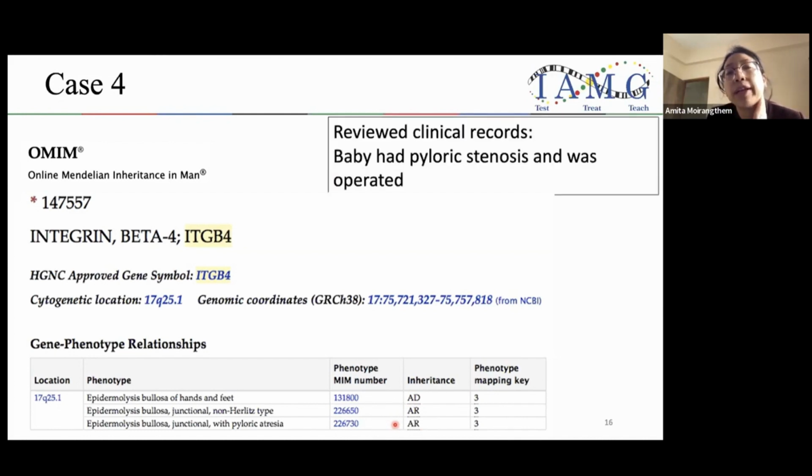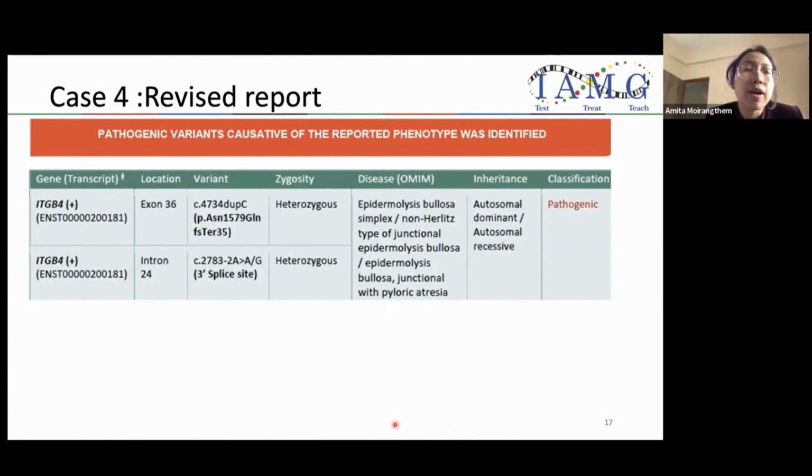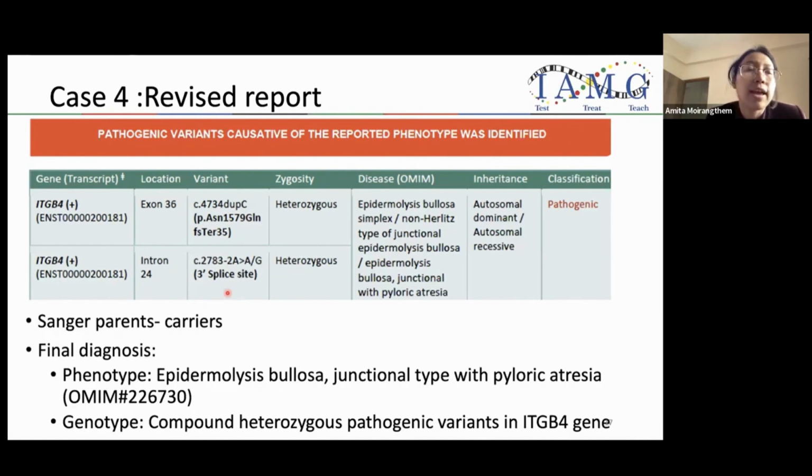records of the baby and found that the baby actually had surgery for pyloric stenosis. So now the clinical picture was very evident, and therefore we asked the lab to review or reanalyze the report in view of this new information. So the lab reanalyzed and they found another variant in the same gene. This was a canonical splice site variant. So this variant was somehow missed in their initial analysis. So subsequently, the parental testing was done, and the parents were found to be carriers of either of these variants, and therefore the compound heterozygosity of the variants was concluded. So the final diagnosis was now epidermolysis bullosa with pyloric atresia because of compound heterozygous variations in the ITGB4 gene.